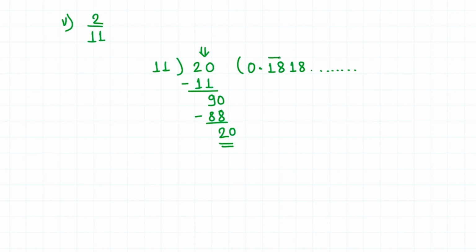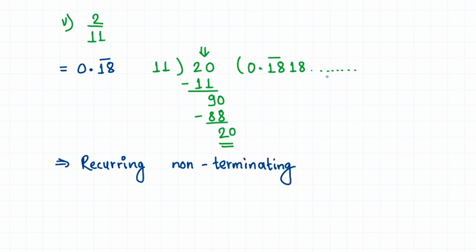So we have our 1/8 repeating continuously, right? So we already have our answer, which is 0.18, and we need to put a bar above here because it keeps on repeating, okay? And we know that this is a recurring non-terminating decimal expansion. So it never terminates and it is repeating, okay? So that's our 5th question.